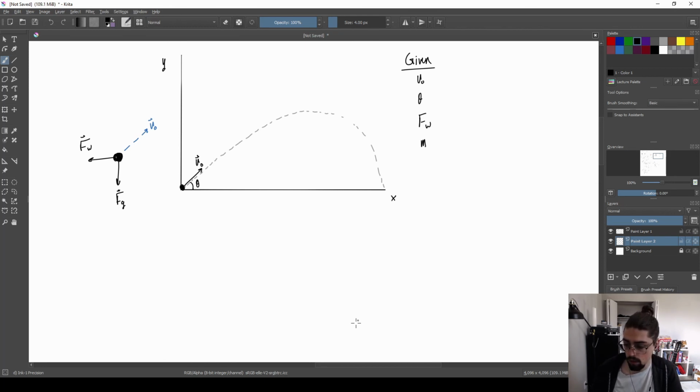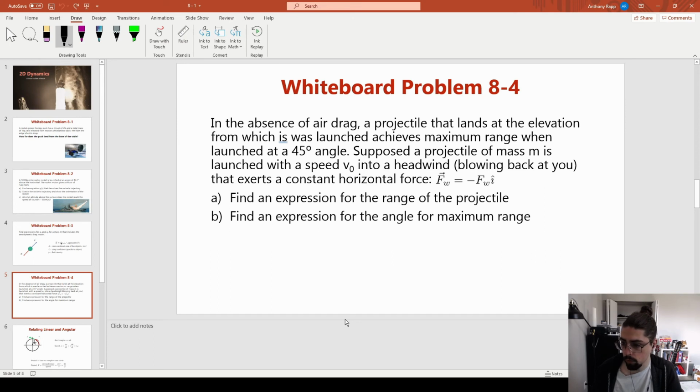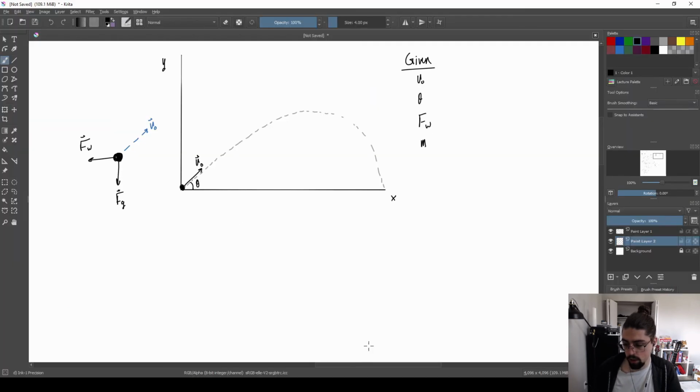And maybe the mass. Let me think here. What else do we have? Suppose projectile mass m, speed v naught, and so on. Find an expression for the range. So we're going to treat theta as if we know it, and then in the next part of this problem, we'll actually find something for theta as well. So maybe it's v squared sine 2x over g. Not quite. That was true when we were dealing with only gravity, but with this headwind, everything's a little bit messed up.